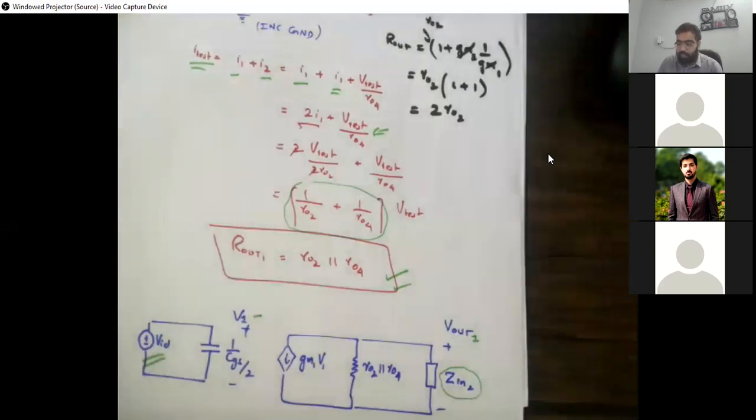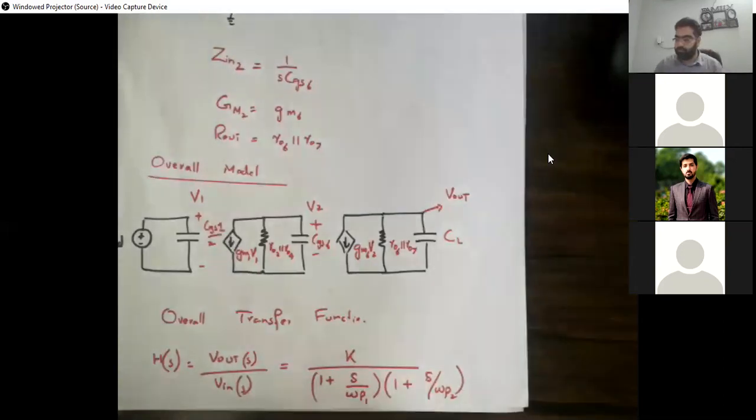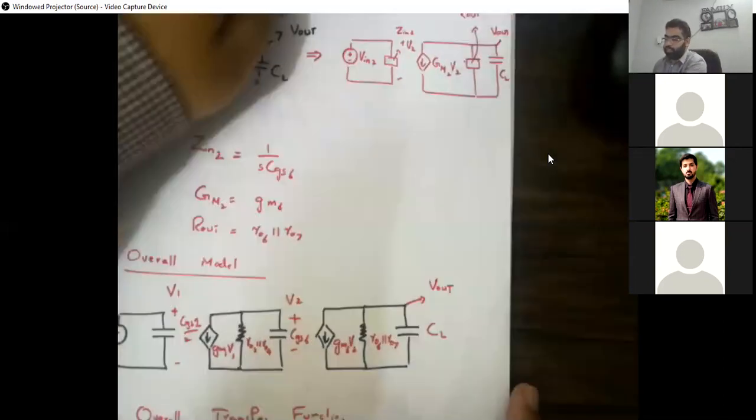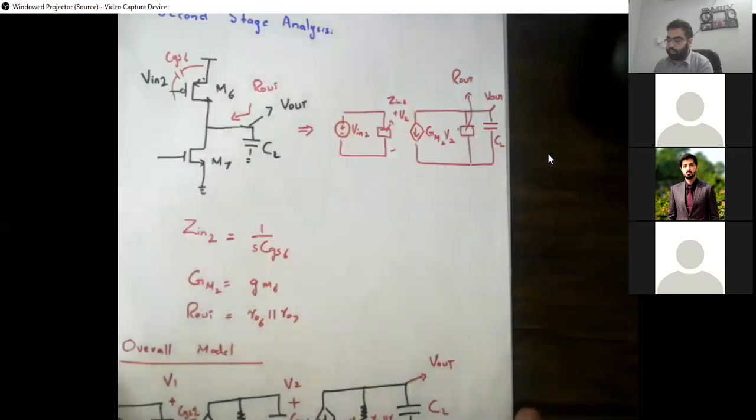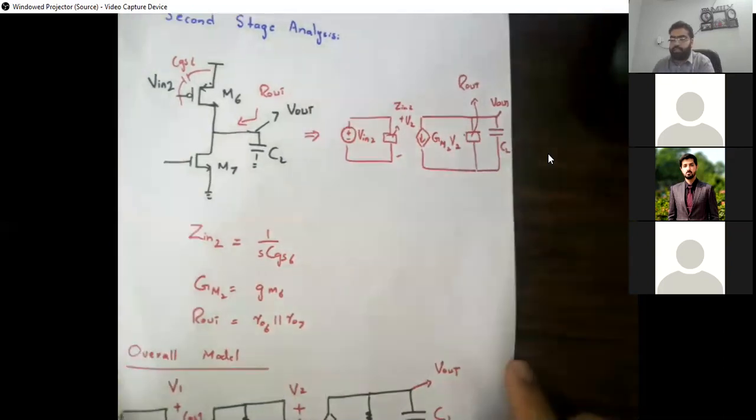इसमें कोई confusion तो नहीं है किसी को? Then we will move toward the second stage. So if there is no confusion, we can move toward the second stage analysis. Second stage is a little bit pretty much straightforward क्योंकि ये हम लोगों का पुराना common stage amplifier है, common source amplifier है. So if we see the second stage, again we need to bring the capacitor part.